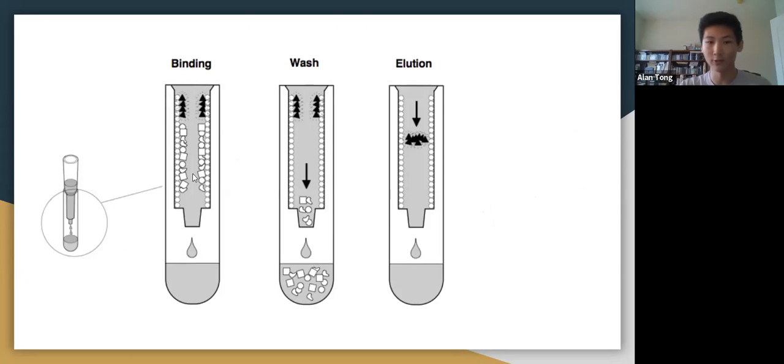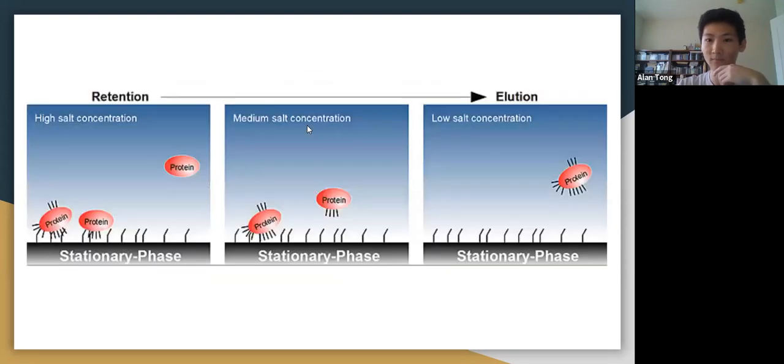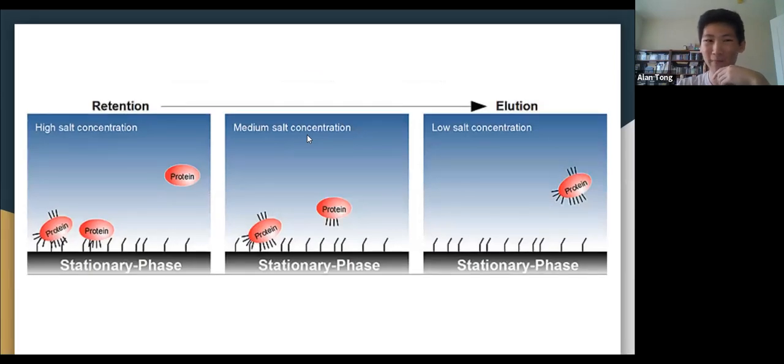We first put our solution through, then we wash it to get rid of all the weakly binding ones, and then we elute. Now here's a big question, right? How do we specifically elute the ones that we want? What do we use to elute? And here's the answer. Salt. Again, right? Why does salt help us elute this from this protein column, from this hydrophobic exchange column? Any guesses?